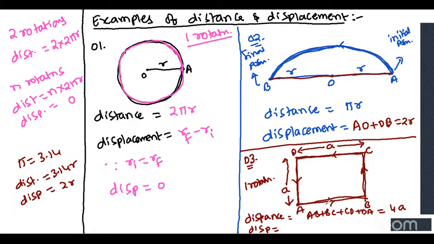Next, displacement. Initial position is A. After one rotation, again the particle reaches A. So initial position and final position are the same. So we can say that the displacement will be 0. Okay? Is it fine?